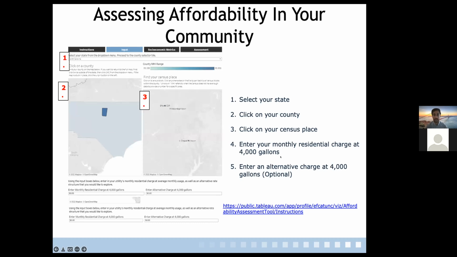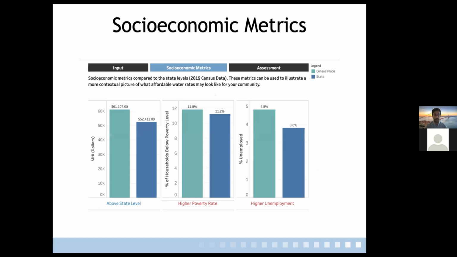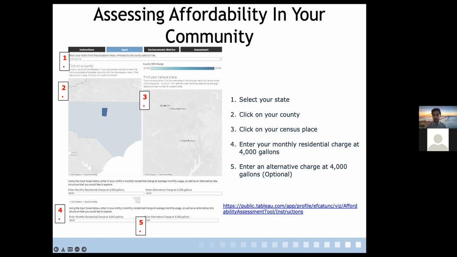Underneath the geographic selection tiles are boxes to enter the utility's current combined residential water and wastewater charges. Current charges are what the customer is currently paying, while alternative charges are what a utility may be considering raising their rates to. We recommend putting in a number that represents average customer charges. Each utility has a different average customer charge, but a typical range is between 4,000 and 6,000 gallons per month for a household. This input page contains all the information that the user has to enter.